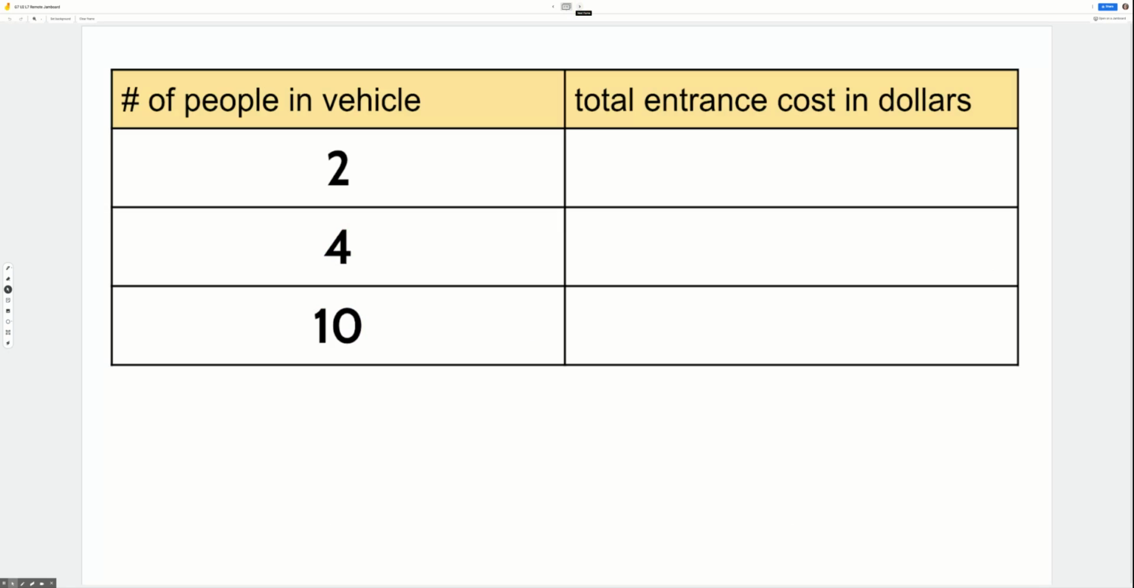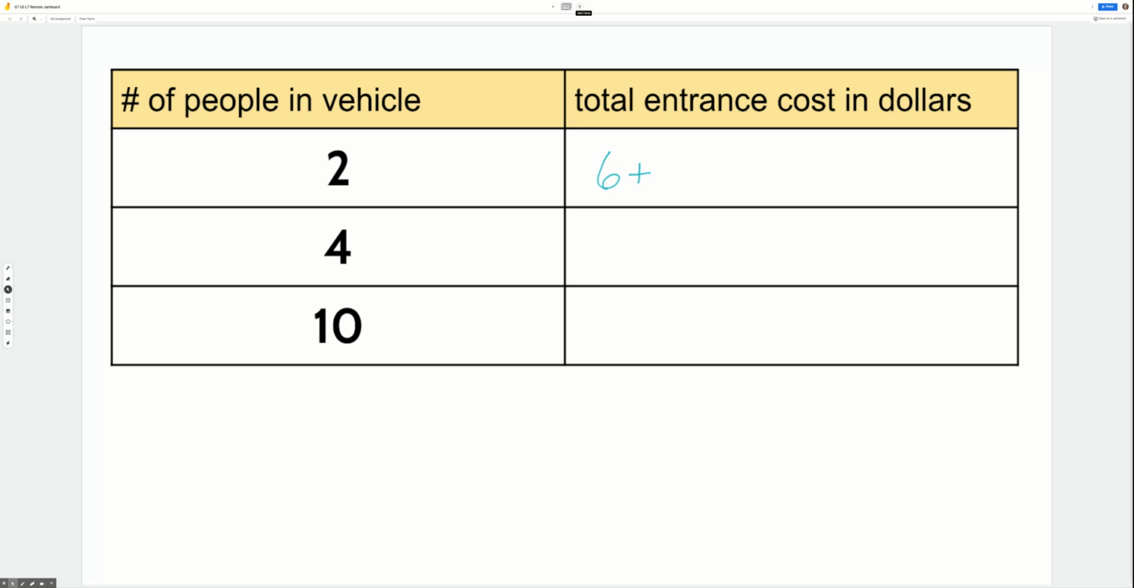So what we've got here, and you'll notice you're on page 56, number 1 says, how much would it cost for a car with 2 people to enter the park, 4 people, 10 people. So this is just a table, very similar to yours, that gets that information. Now, don't forget, we know that it's $2 per person plus $6 for the vehicle. So we're always paying that $6 before we even think about our number of people.